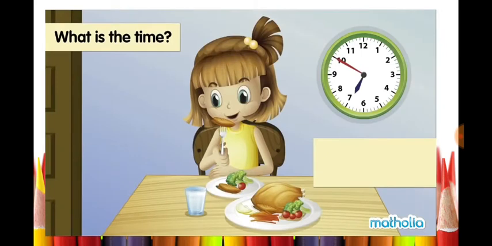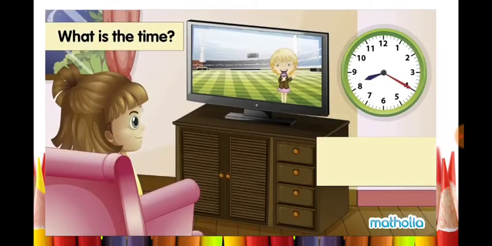What is the time? Kate is having her dinner. It's 6:50 in the evening. It's 6:50 p.m. Yes, in the evening we say p.m. 6:50 for dinner. It's 6:50 p.m. What is the time? Kate is watching TV. It's 8:20 in the evening. It's 8:20 p.m.